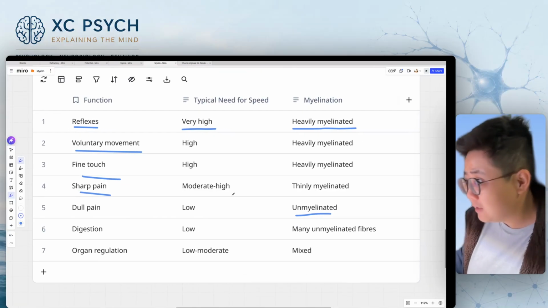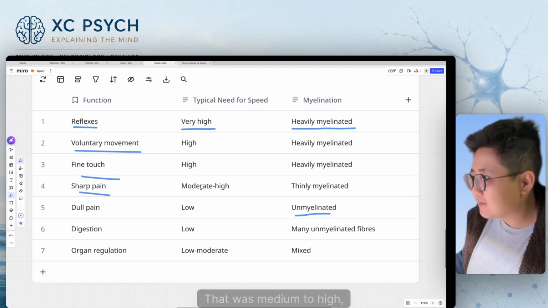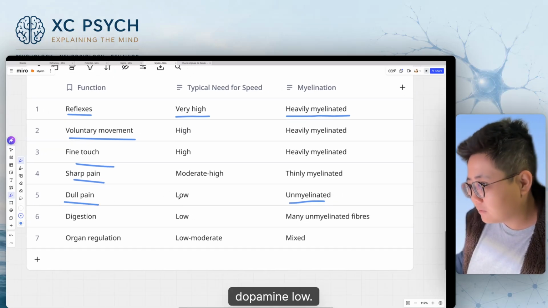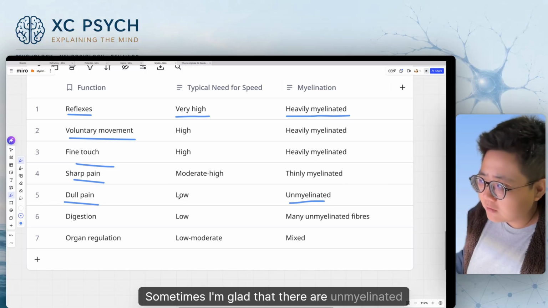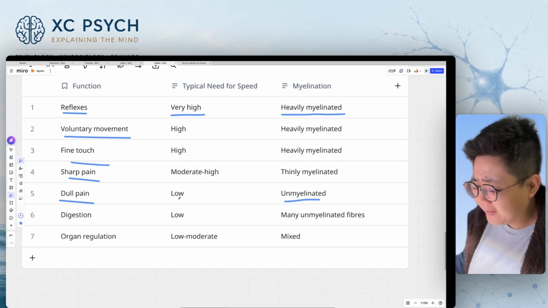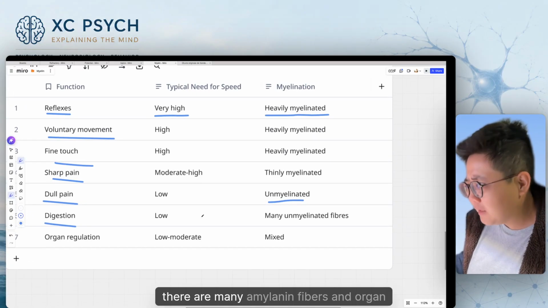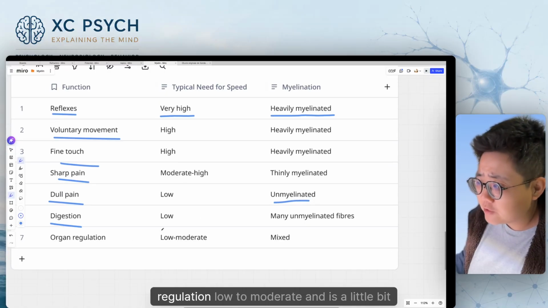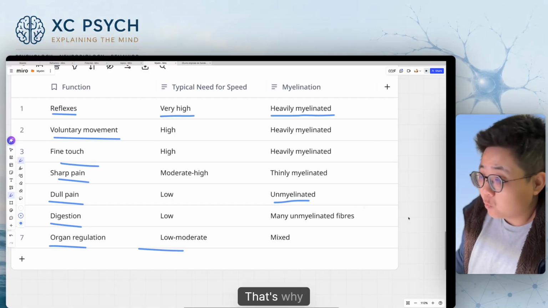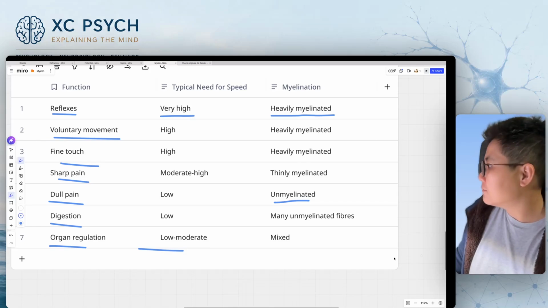Flame touch, very high. Shock pain, yes. Remember when you touched the stove and it was like, ouch, and you immediately put your hand back? That was medium to high, thinly myelinated. Dull pain, low. Sometimes I'm glad that there are unmyelinated pain fibers, because it is slow and we feel the pain a little bit less. Digestion, low. There are many unmyelinated fibers. Organ regulation, low to moderate, a little bit mixed. And that's why we need two types of neurons.